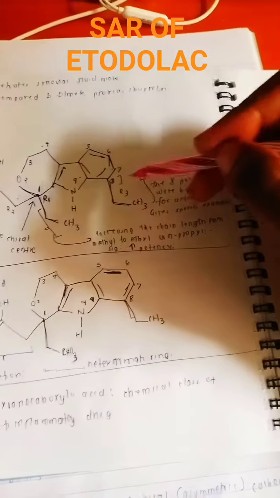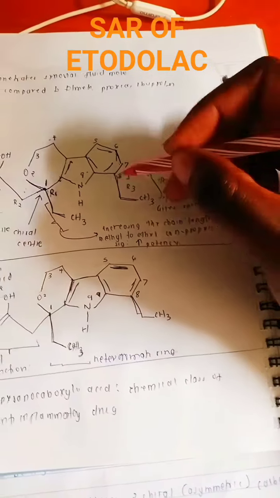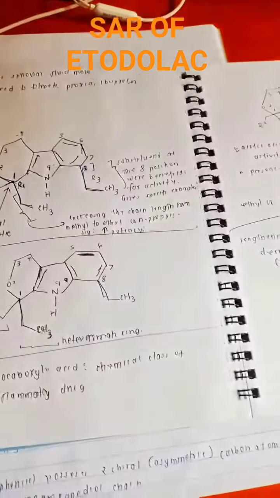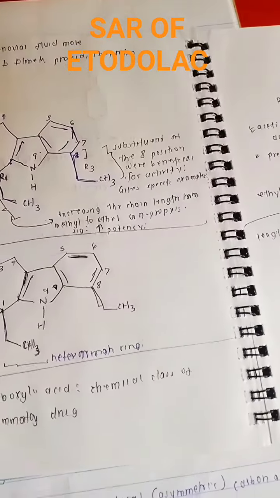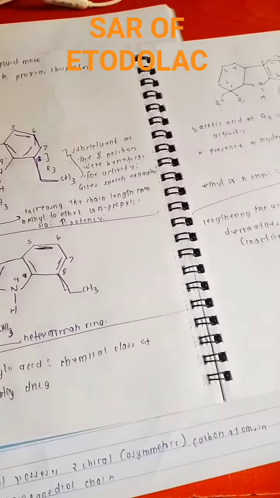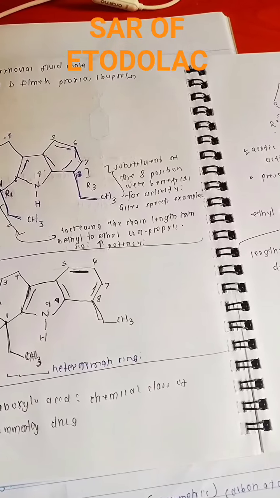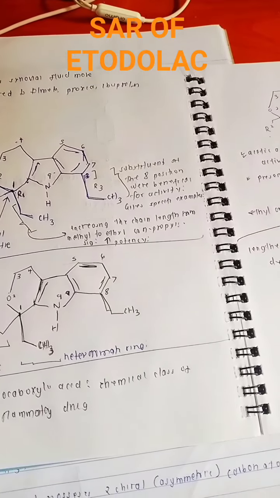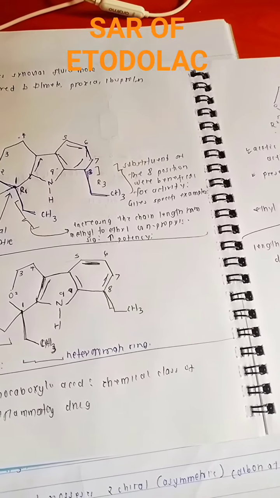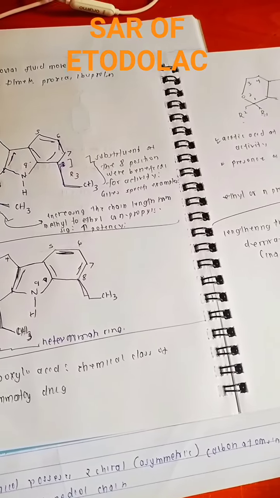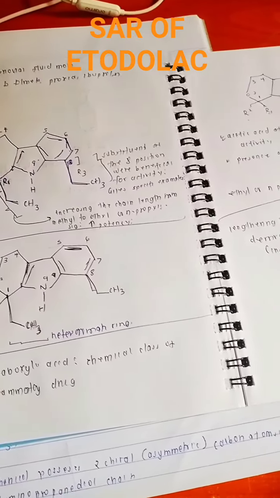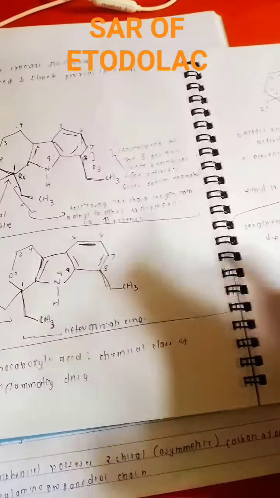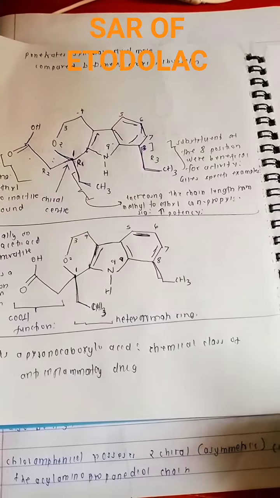Again, at position R3, at this position at number 8, is also very crucial for activity. When you introduce substituents in the 8th position, it corresponds to an increase in activity. Specific examples include groups such as methyl, fluoromethyl, ethyl, or even n-propyl substituents, which correspond with an increase in activity.